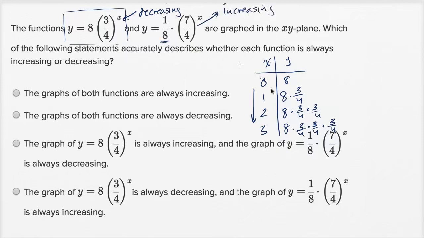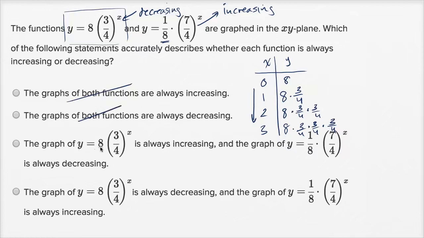And the way these functions are defined, you can have more than just whole number or integer values of x, but these are indicative ways to just think about, well, what happens as x increases? So this is as x increases, y increases. Here as x increases, y decreases. So the graphs of both functions are always increasing. Nope, that's not right. The graphs of both functions are always decreasing. Nope, this one's decreasing, this one's increasing.